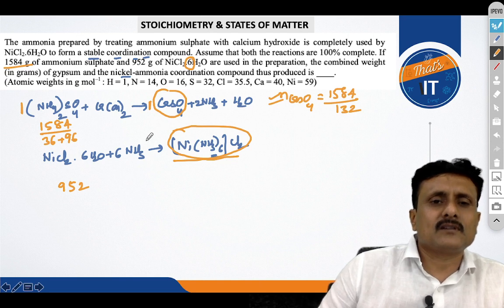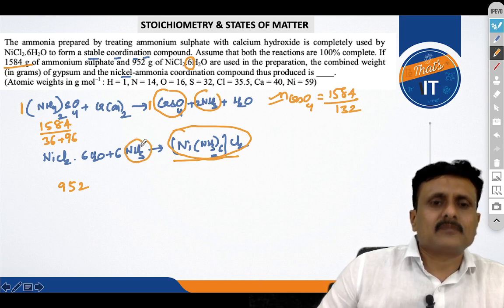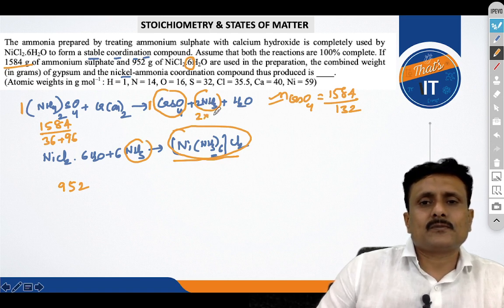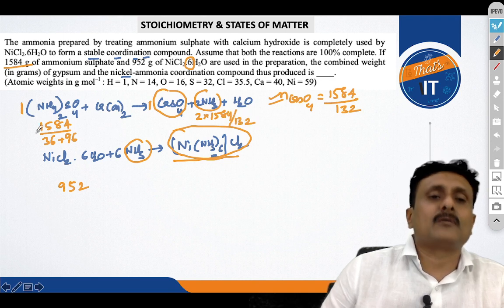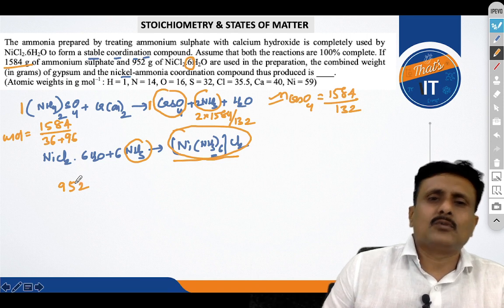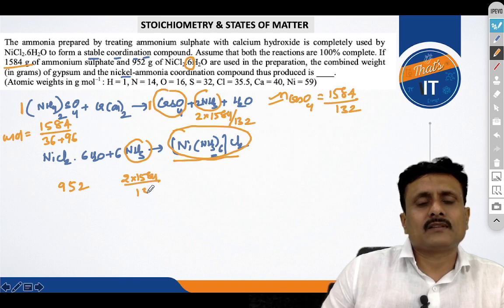Alright, so you got the number of moles of calcium sulfate. Now you can link up this ammonia. Ammonia is a common substance between these two reactions. So 1 mole giving rise to 2 moles. So it is 2 into 1584 by 132 moles which is formed, right? I am writing the mole in every case. How much of this is reacting? 2 into 1584 by 132.